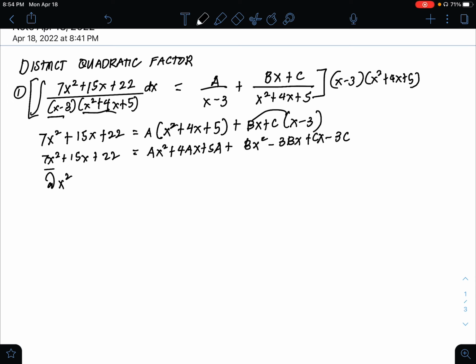At x squared, we have dito 7. Sa kabila, we have a. So, mark natin siya ng red. So, x squared is a and b. So, that's a plus b.